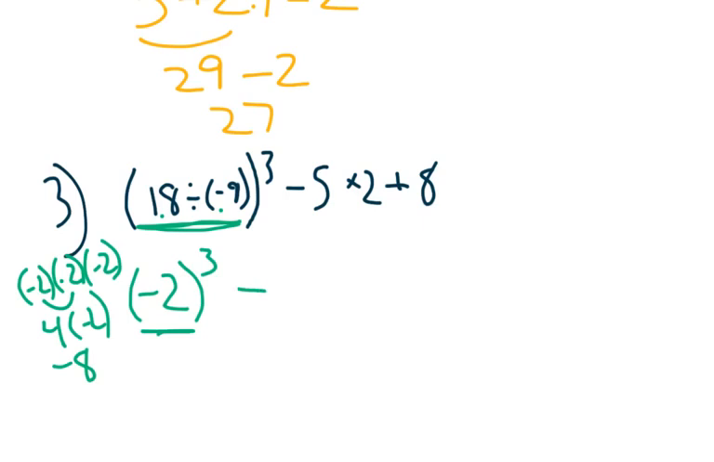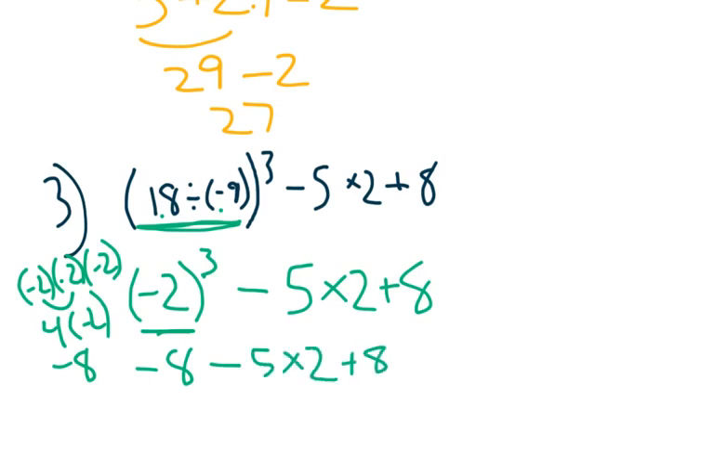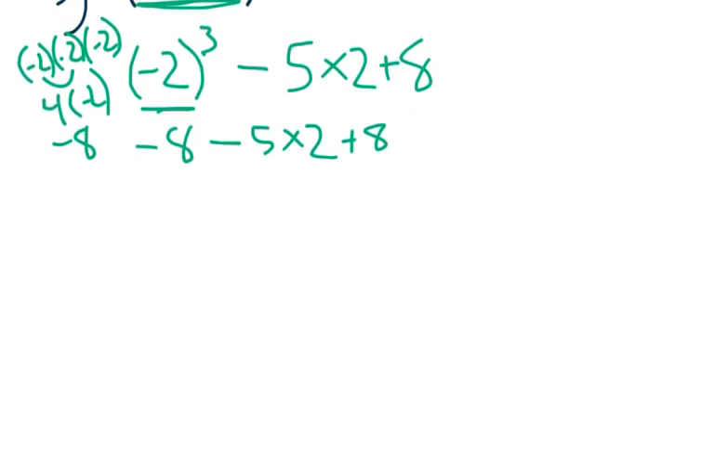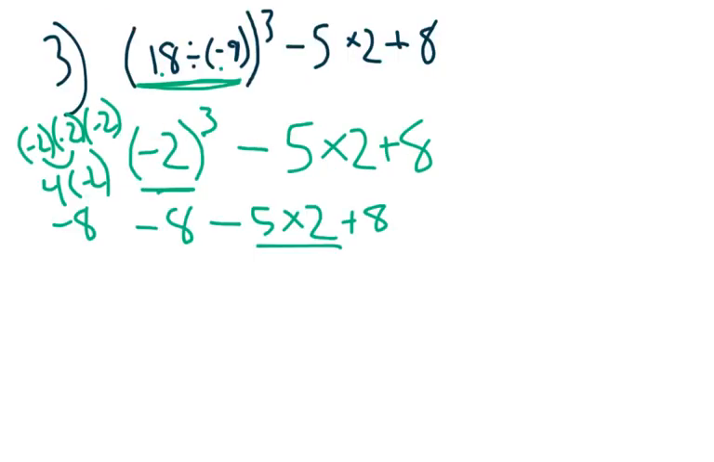But next, we'll finish out writing all this, so -2 cubed minus 5 times 2 plus 8. And so now we'll address the exponent, -8 minus 5 times 2 plus 8. Oopsies, let me erase that. Okay. And now we have to do our multiplication. And our multiplication is 5 times 2, so we'll have -8 minus 10 plus 8.